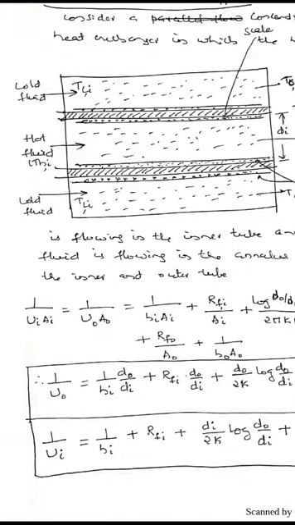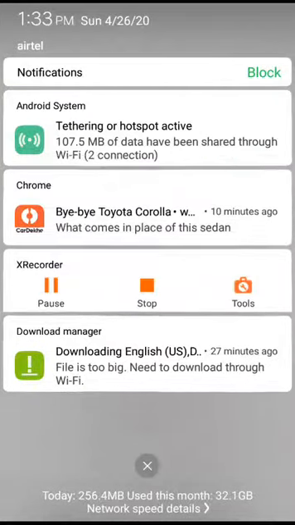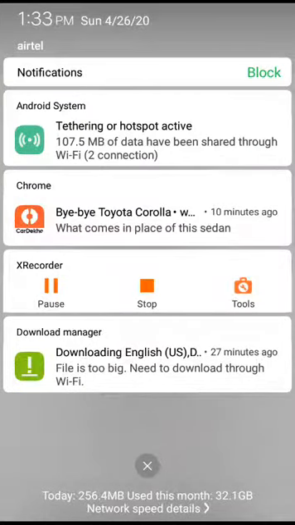So this completes the introduction about heat exchangers. Now, in the next class, we shall study the heat transfer analysis using the logarithmic mean temperature difference method.